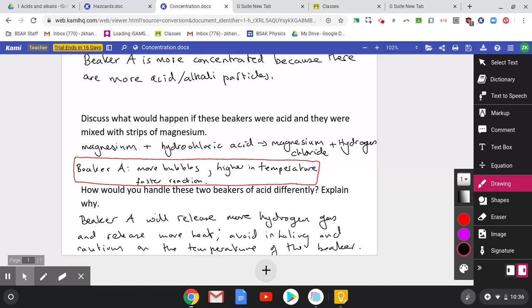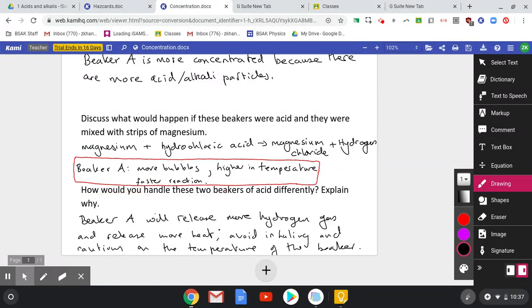What you'll see if the magnesium strip was added to beaker A, you will see more bubbles in beaker A compared to beaker B. These bubbles represent the hydrogen gas. You will get a higher temperature in beaker A because there are more acid particles, so more reaction between the acid particles and the magnesium, creating more hydrogen gas, so more bubbles, and this is an exothermic reaction. It's giving off heat, and the test tube or the beaker will definitely increase in temperature if you were to touch it. And you will see a faster rate of reaction as well. On beaker B, you may not see as many bubbles.